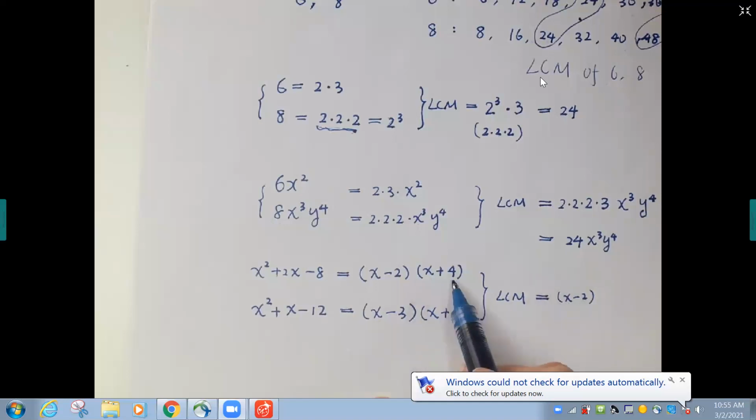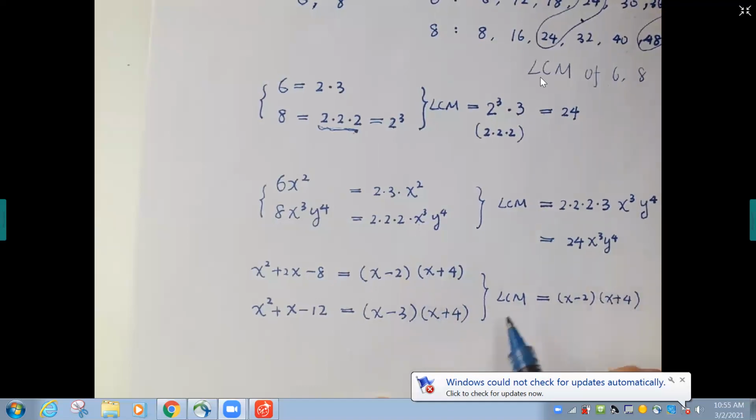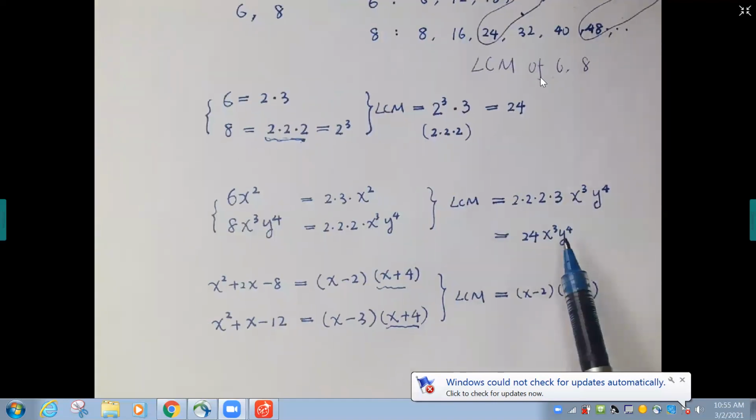Move on to the second factor. I have x plus 4. So write down x plus 4. Then we'll look at how many times x plus 4 appears in each factorization. So apparently we see x plus 4 here. I also see another x plus 4. So what is the maximum times this x plus 4 appears? That is once. It appears once here. It also appears once. So once and once. Which one has more times? They're equivalent. So the maximum is still once.